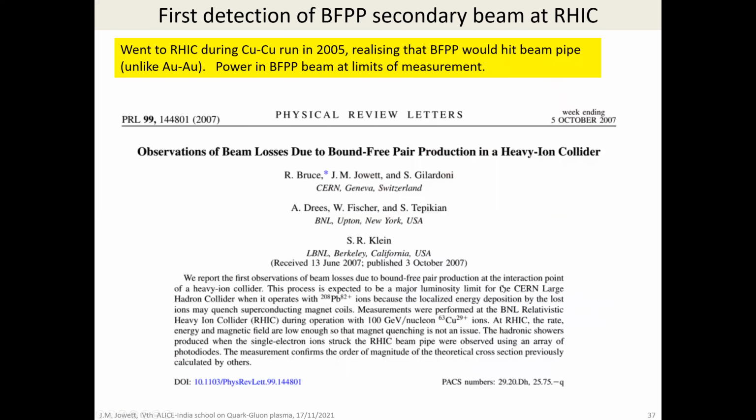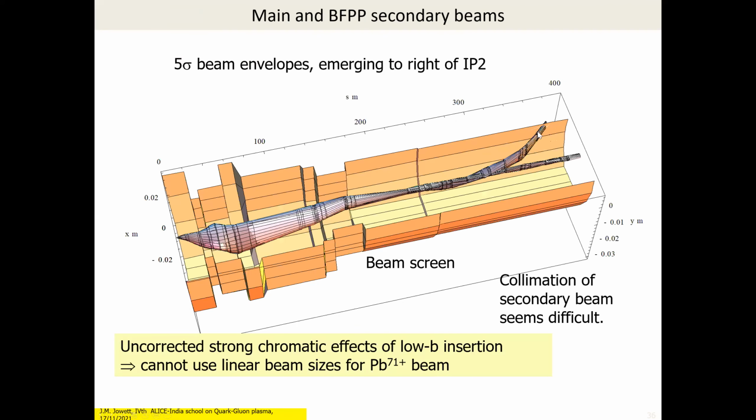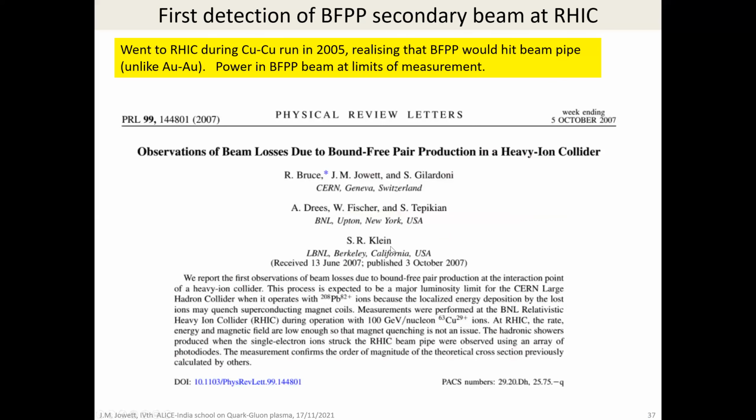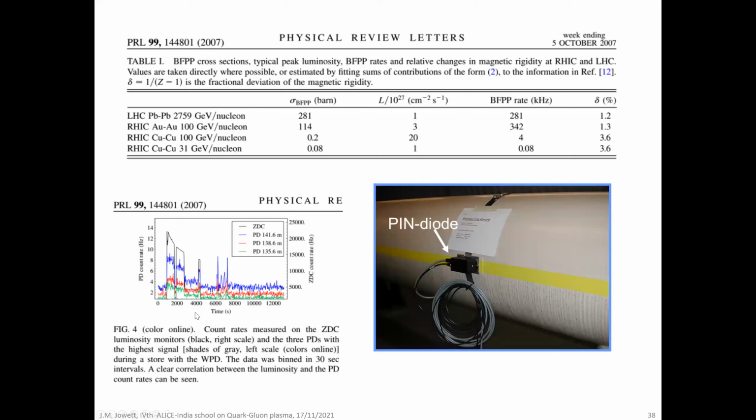This effect was first observed at RHIC. We went to RHIC and set up an experiment when they had copper beams, which reproduced a configuration similar to this with gold-gold. This beam doesn't actually hit the chamber, but propagates off around the ring, so it wasn't observed. Although the effects were very small, we were able to detect them with pin diodes, and here you see the losses correlated to luminosity. This was the first observation of this effect.